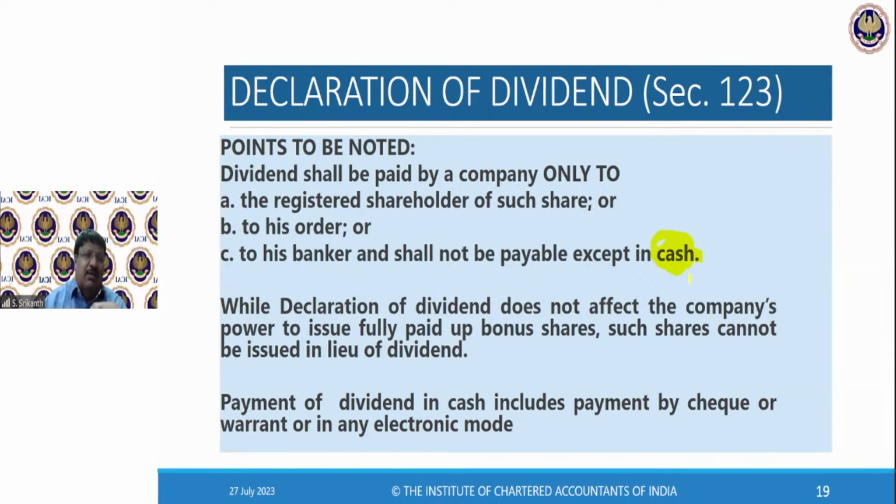Then we will have to reconcile. The dividend payment account reconciliation is a huge job, because some will be credited, some will be bounced. So we should see who has not got it. Because later on, after some time, you have to transfer it to the separate account and all.